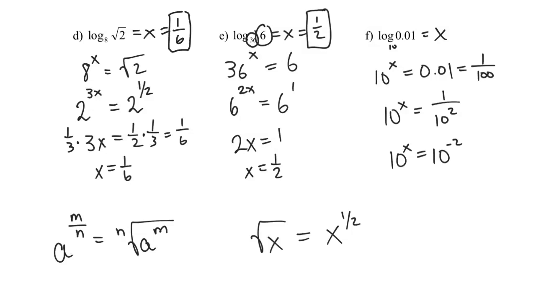And so now the bases are the same, therefore I'm going to set the exponents equal to each other, and I get that x is equal to negative 2, which means that that expression is equal to negative 2.